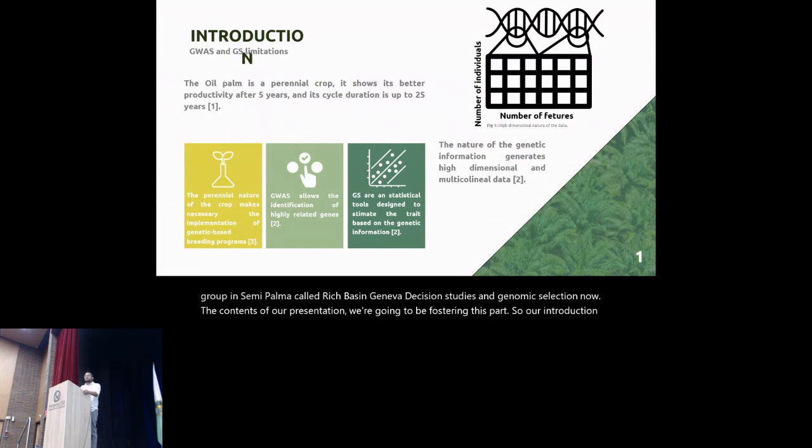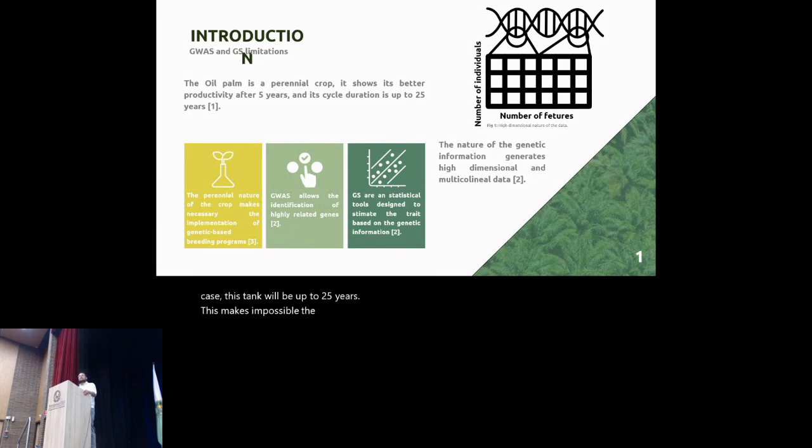The first thing that we need to take into account is the nature of the oil palm. The oil palm is a perennial crop. That means that the mean lifetime of the crop is at least 2 years. In our case, this time could be up to 25 years. This makes impossible the implementation of classical breeding programs in this crop. Why? Because the time that we need to get a new generation is too high.